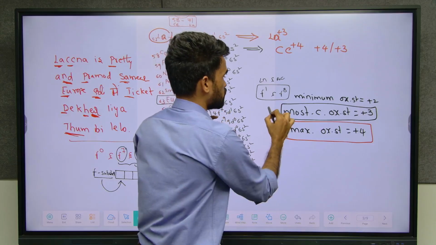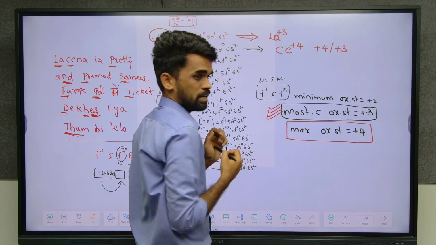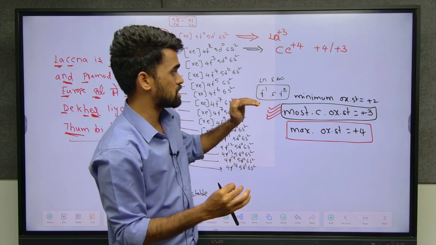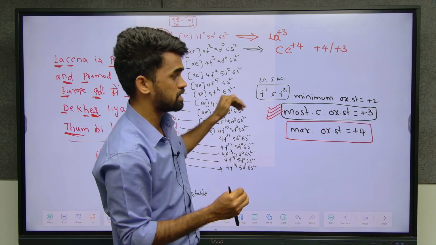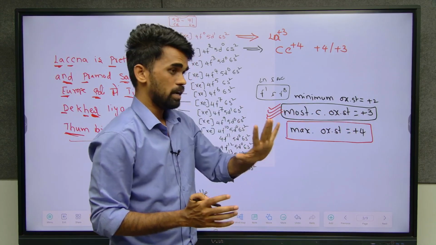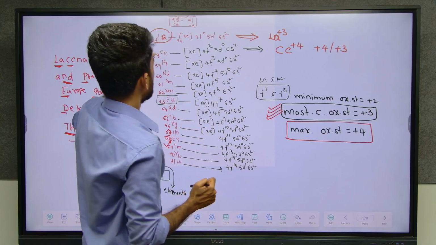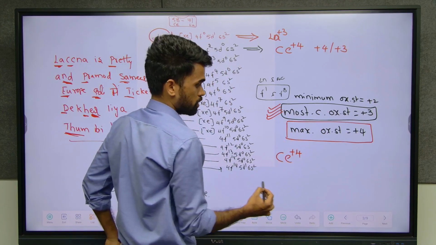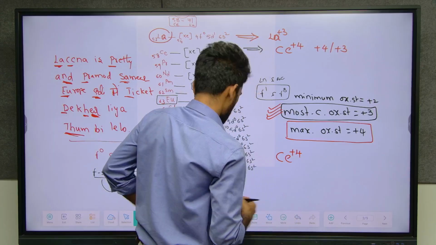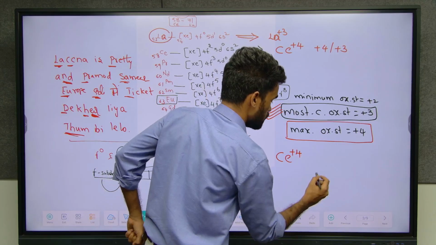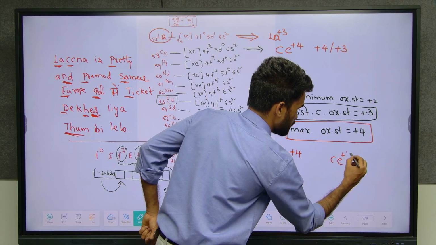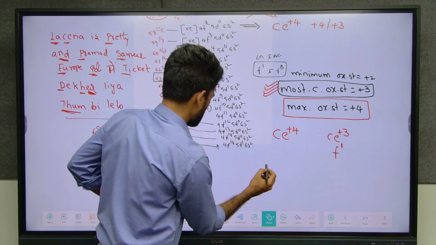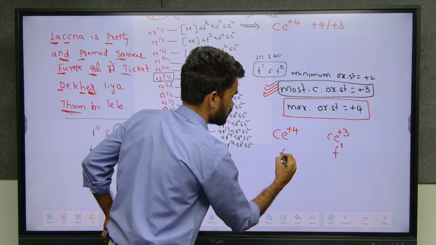What is the most common oxidation state of lanthanides? The most stable or most common oxidation state for lanthanides is +3. Okay, now look here. So cerium is there, right? If I write +4, here I am writing +4. So now cerium +3 means how many valence electrons it has? 1. Okay, +4 means 0.